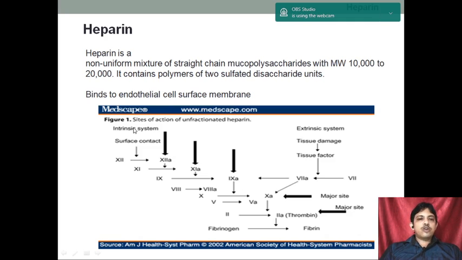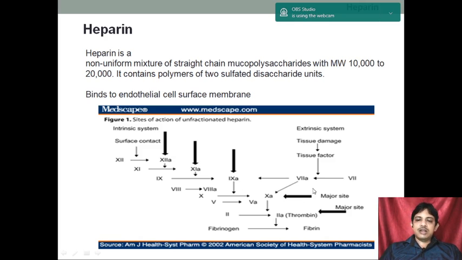You already know that we have discussed the intrinsic and extrinsic pathways. In this case, what is their site of action? Activation of factor 11, that is 11 to 11a activation. Factor 12, factor 11, and next is activation of factor 9. Factor 9 is a probable site of action.